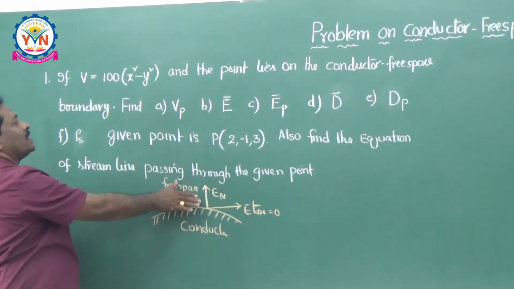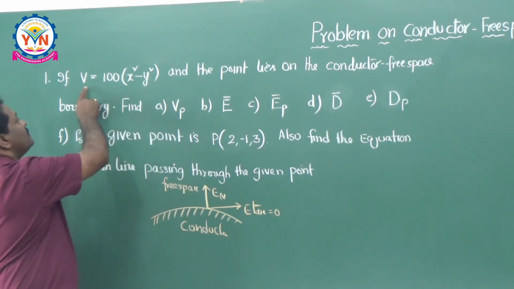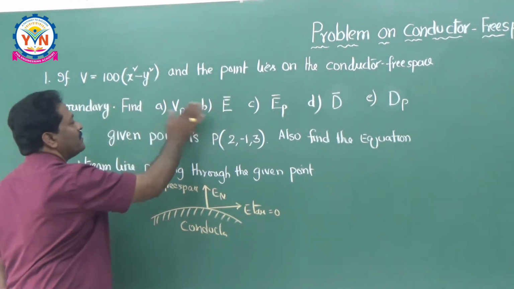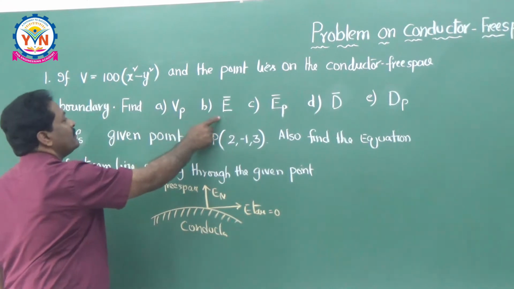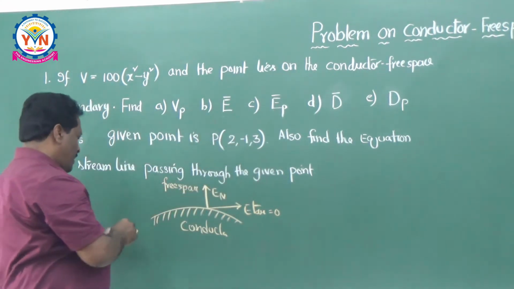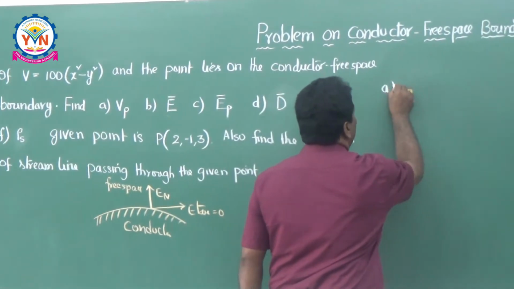Let us see this problem very clearly. He has given the potential here and he is going to ask you the electric field intensity. You know very well there is a relation between V and E, so definitely you can do this problem in no time. Let us do the first bit then. A: Vp, the potential at the given point.